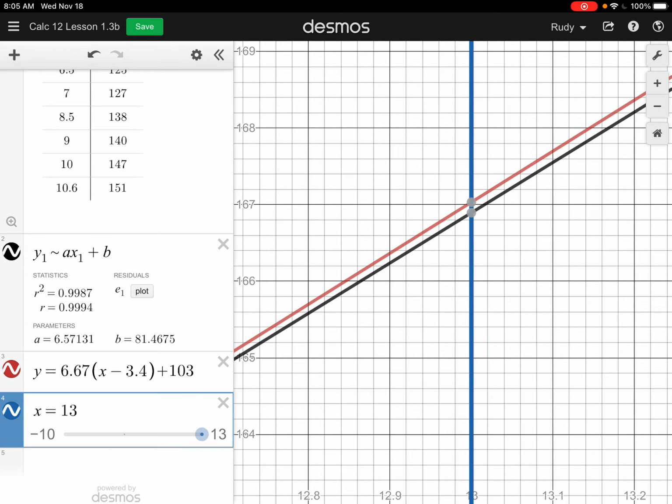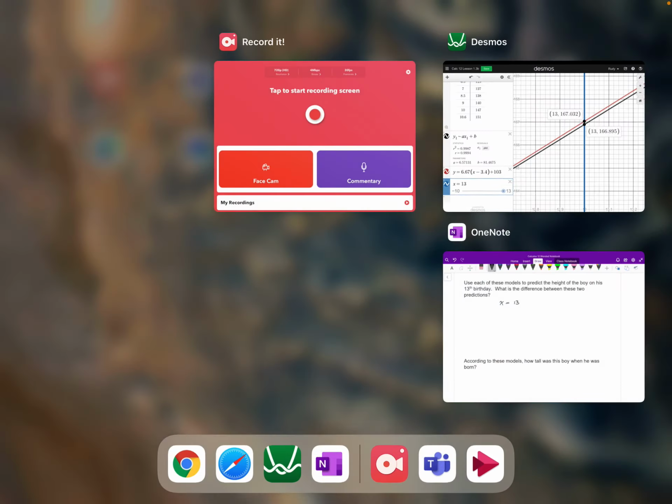For my regression model, his height when he's 13 years old will be 166.895 centimeters. And for my linear model that I made by looking at just the first and last points of data, his height will be, what is the difference there? 0.1 centimeters. That's a millimeter. So extremely close. I want to write those numbers down just to show how close these two models are, and I should get the exact same values if I literally substitute x into my two equations.